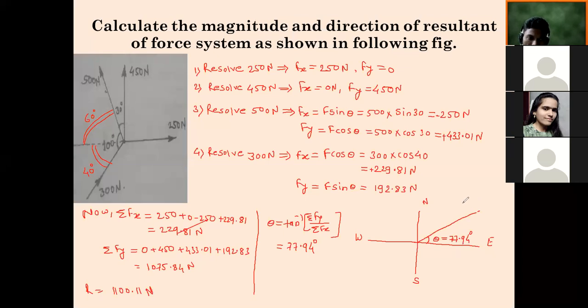So we have to check the sign of summation Fx and summation Fy. Both these additions are positive. Summation Fx is positive, summation Fy is positive, so it will come something like this. Correct? So R is equal to 1100.11 Newton. This is your answer.